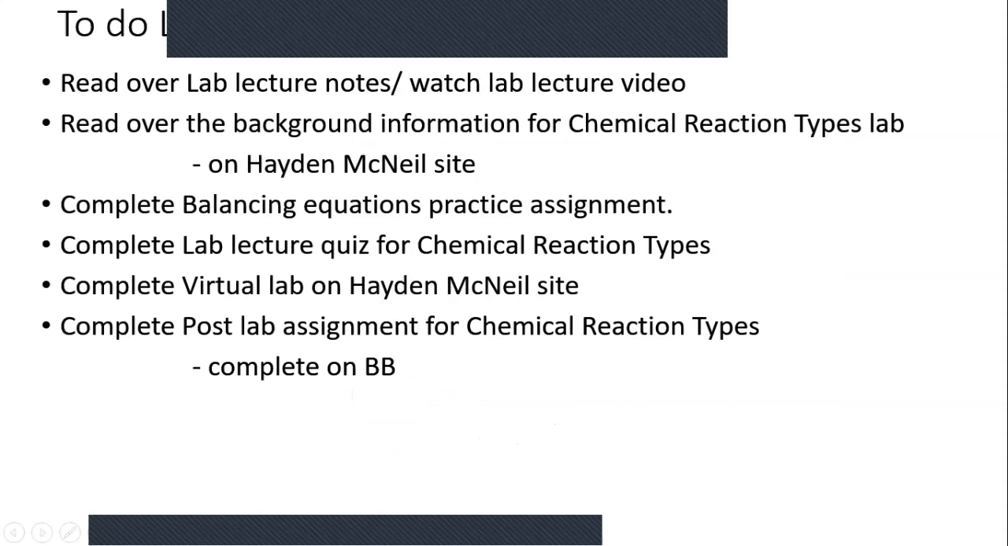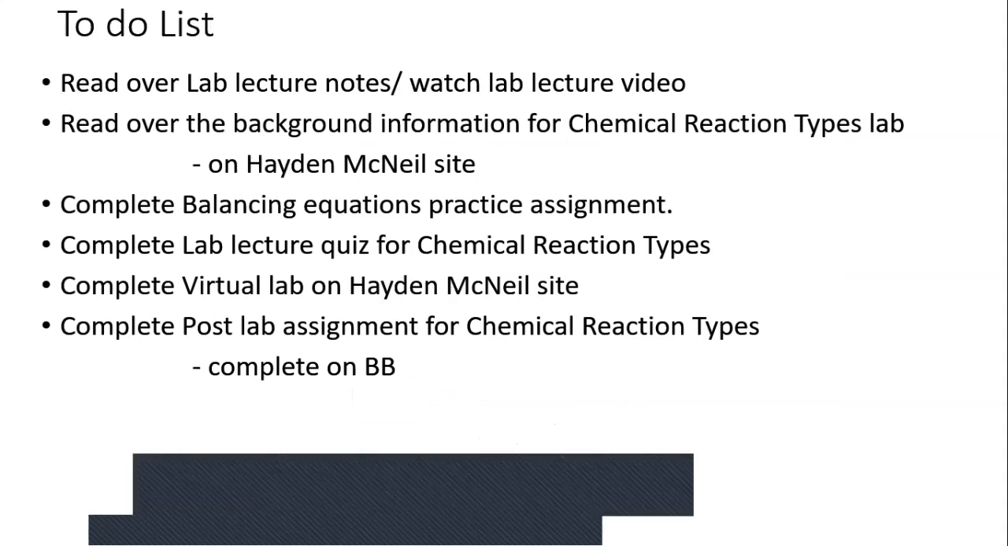So what's your to-do list? Make sure you read over the lab lecture notes and watch the lab lecture video. I give you more information in the video than what's in the notes because I explain everything. Read over the background information for the chemical reaction types lab. Do the balancing equations practice assignment first, then do the lab lecture quiz for this lab, and then complete the virtual lab on the Hayden McNeil site. Once you're done with that, start on the post-lab assignment for this experiment.